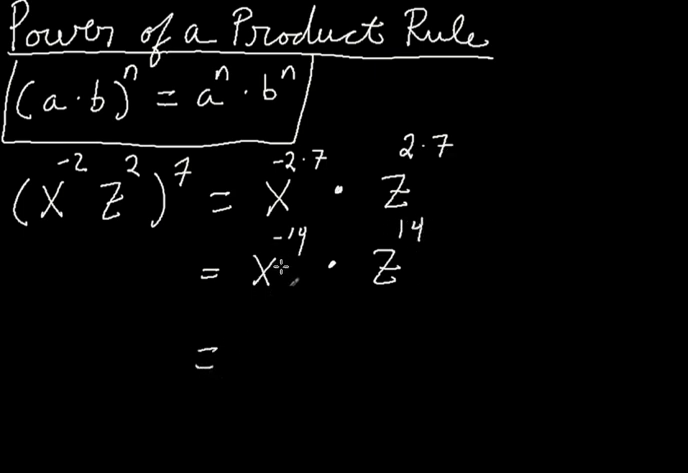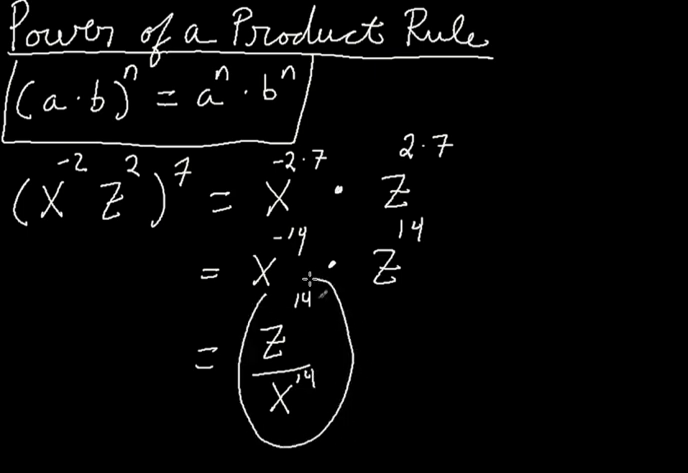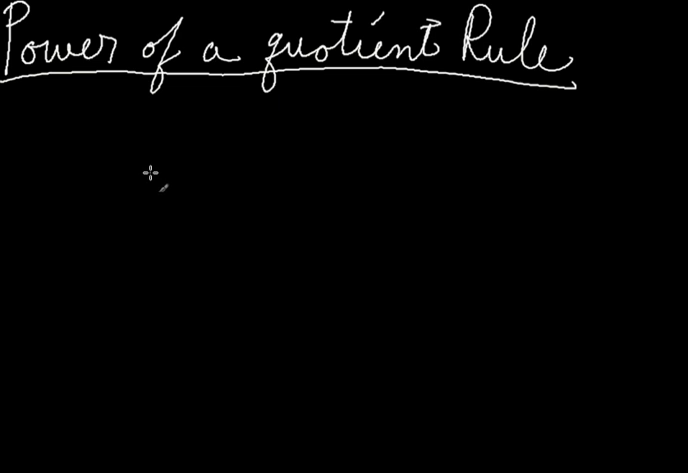And since this is a negative exponent, I want to answer with a positive exponent, so this is going to go to the denominator. So this would be z to the 14th over x to the positive 14th. Okay? So that would be my final answer. All right? So I hope that helps with understanding what the power of the product rule is and how multiplication works with exponents. Let's look at how dividing or fractions work with exponents, and it's pretty much as you would expect.